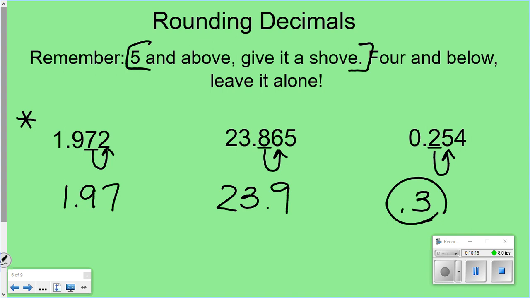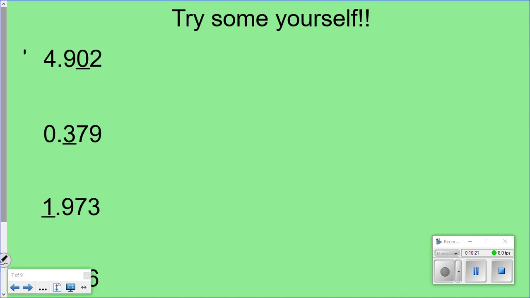So far, so good? Okay, I want you to try a few by yourself. Here we go. You do these 3. We'll do this one together. You do those 3 in your notebook.